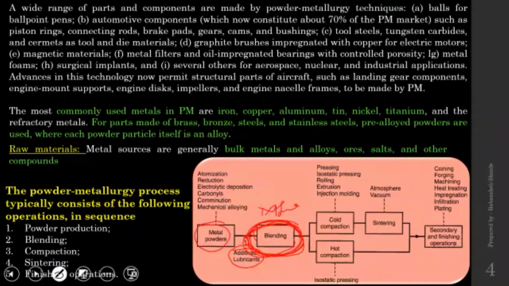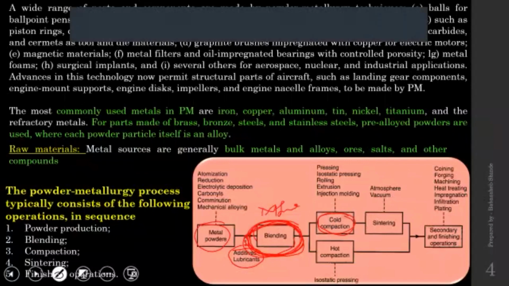Now that compaction could be at room temperature, called cold compaction, or it could be at certain elevated temperature, called hot compaction. If it is hot compaction, technique available is isostatic pressing, and if it is cold compaction, the techniques available are pressing, isostatic pressing. Isostatic pressing is available in both the cases, just temperature variation would be there. Then rolling is there, extrusion is there, injection molding is there. These are the techniques that you have seen in metal forming. So same techniques are applied over here.